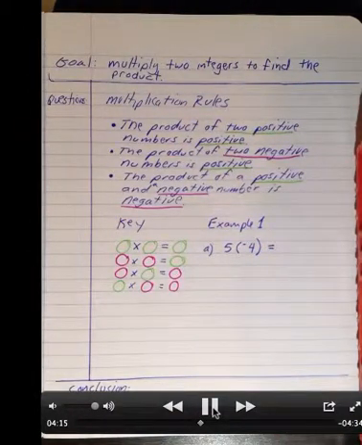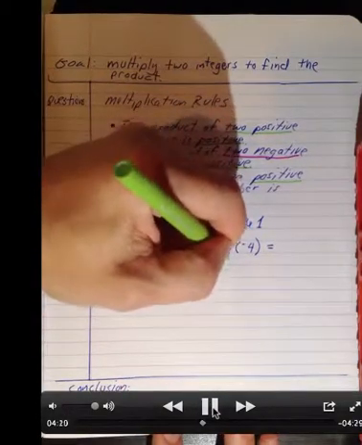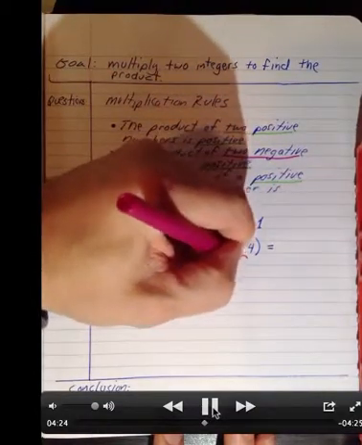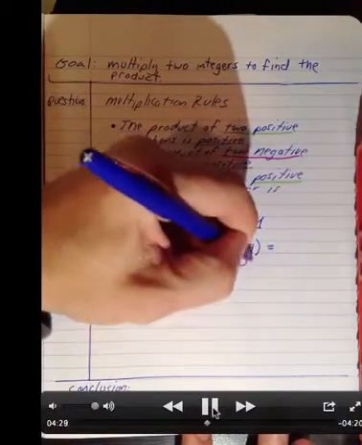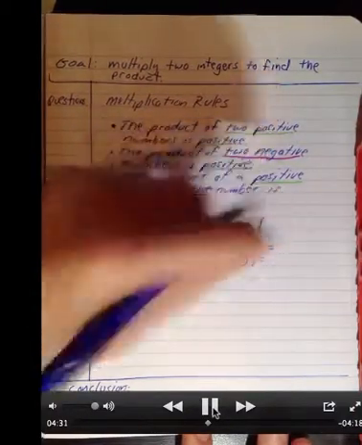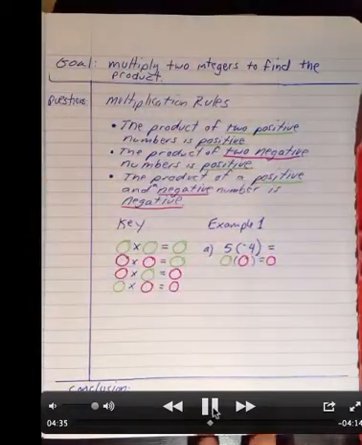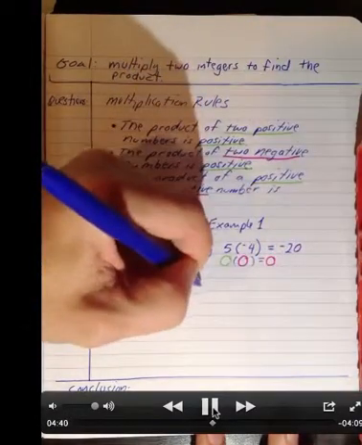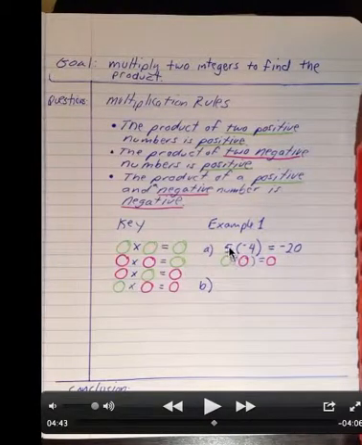Example 1 is 5 times negative 4. So that's a positive times a negative. Parentheses mean multiplication when there's a number outside the parentheses. There's a number with no other symbols. I'm going to stop this here before I write the next one. This has been confusing for some people.